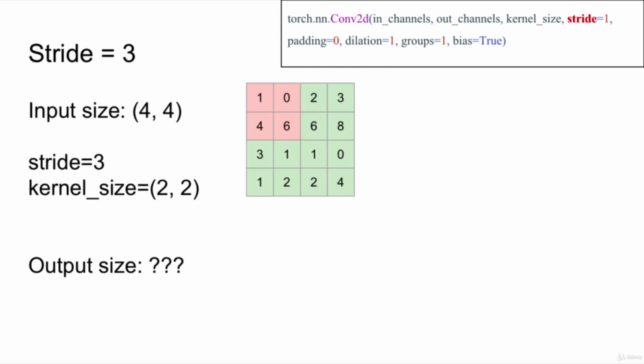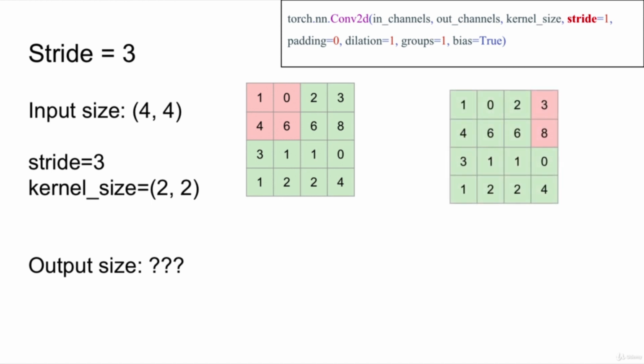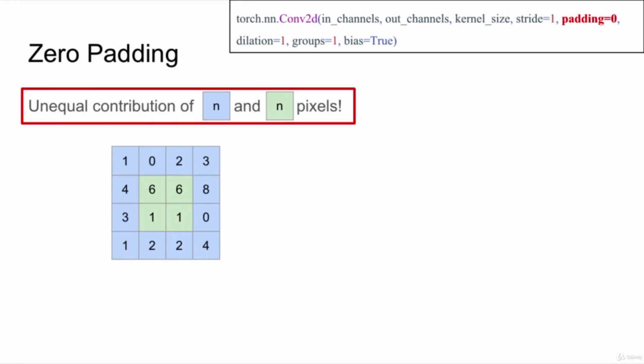Okay, now let's set the stride to 3. What will happen? Probably in this case PyTorch will return an error. This is because the size of the image, which is 4, cannot be divided by the size of the kernel, which is 3. I hope you understood what stride is, so now let's switch to another parameter, padding.